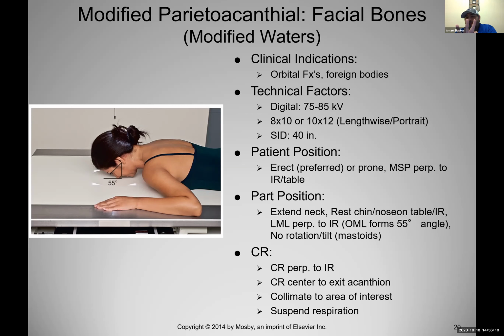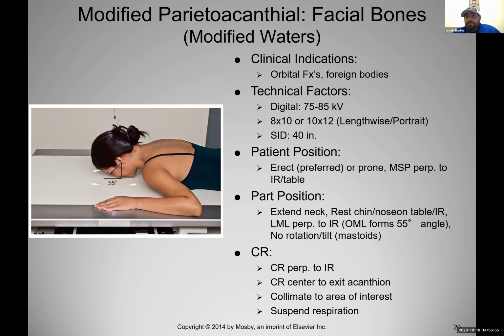Now remember, I told you there were three major changes between the Waters and the modified. What was the first one? Give me one of them. One of them should be that the LML is perpendicular as opposed to the MML. Second one: the angle formed for the modified Waters between the OML and the table is 55 as opposed to 37 for the Waters. And the last major change? Hopefully you said it's the location of the ridges. In a modified Waters, the ridges are going to be in the lower half of the maxillary sinuses, whereas with a regular Waters, they're below the maxillary sinuses.